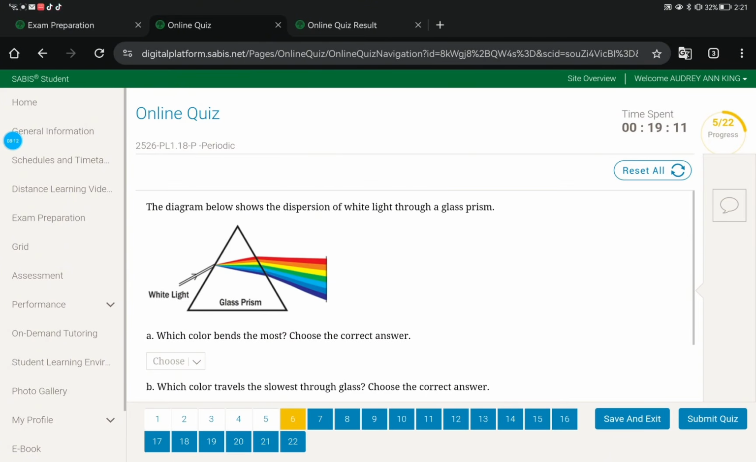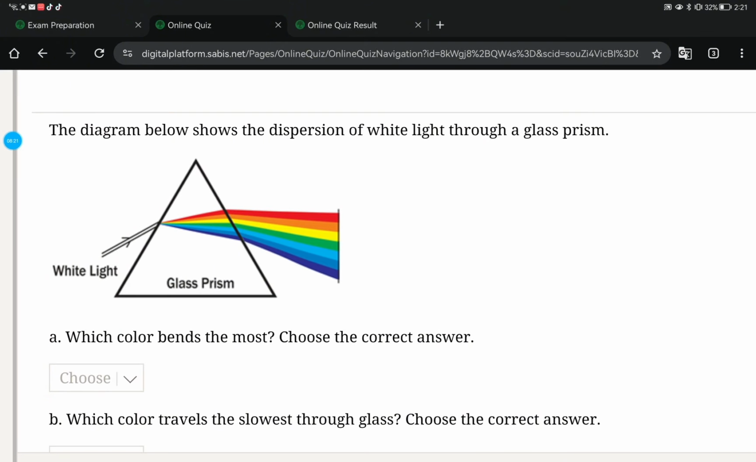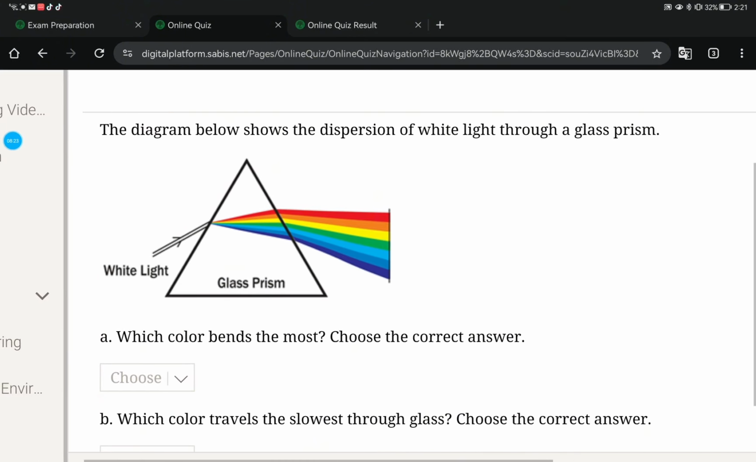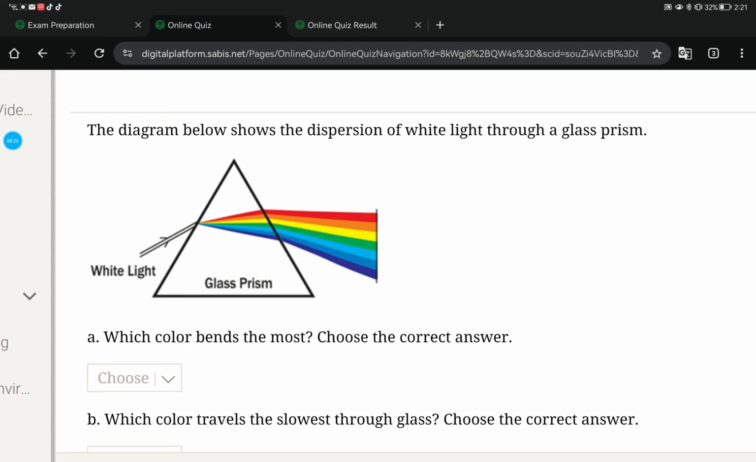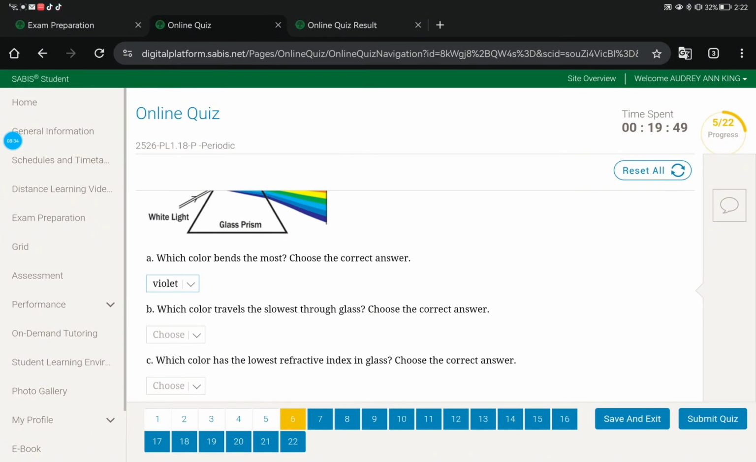Which color bends the most? In this prism, as we can see, as the colors move downward from red to violet, violet is more towards the center of the glass prism, meaning it is going to refract the most, so bend the most. And if it's refracting the most, that also means it's going to travel the slowest through glass, which is obvious. That's why the answer is also violet.